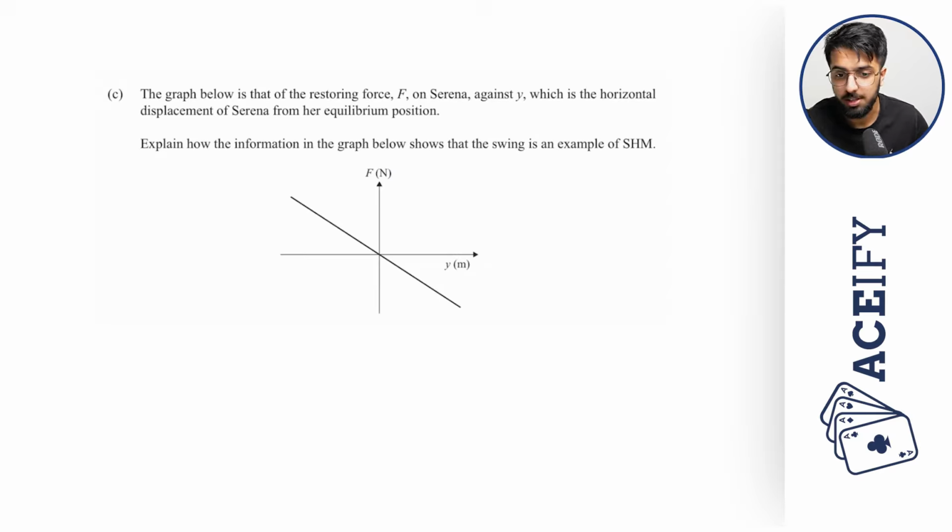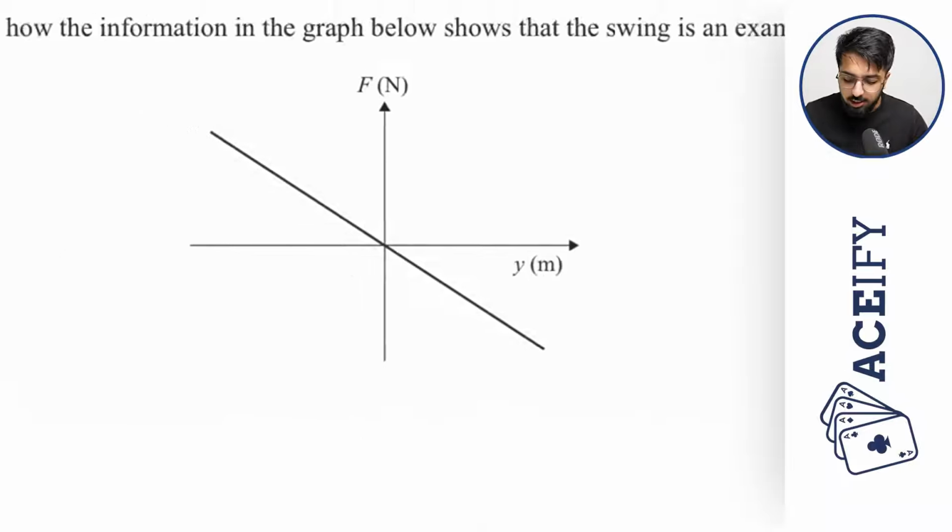The graph below is that of the restoring force F on Serena against y, which is the horizontal displacement of Serena from her equilibrium position. Explain how the information in the graph shows that the swing is an example of simple harmonic motion. So we know the conditions of simple harmonic motion is that there must be a restoring force, and that restoring force must be proportional and opposite direction to the displacement. And as you can see, let's look at this graph.